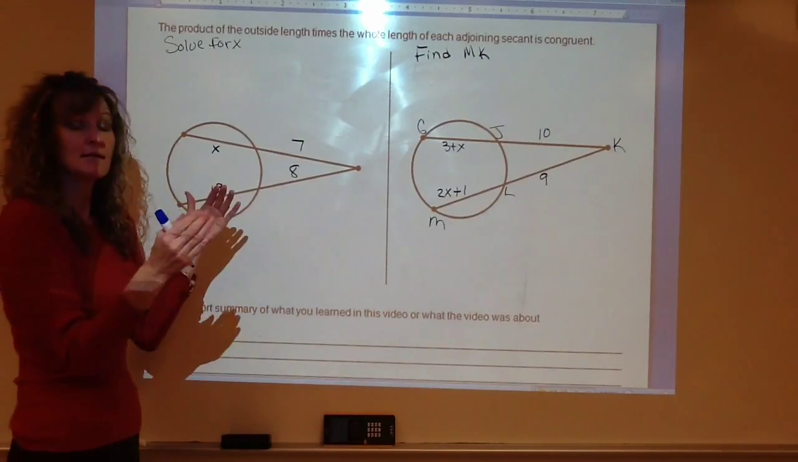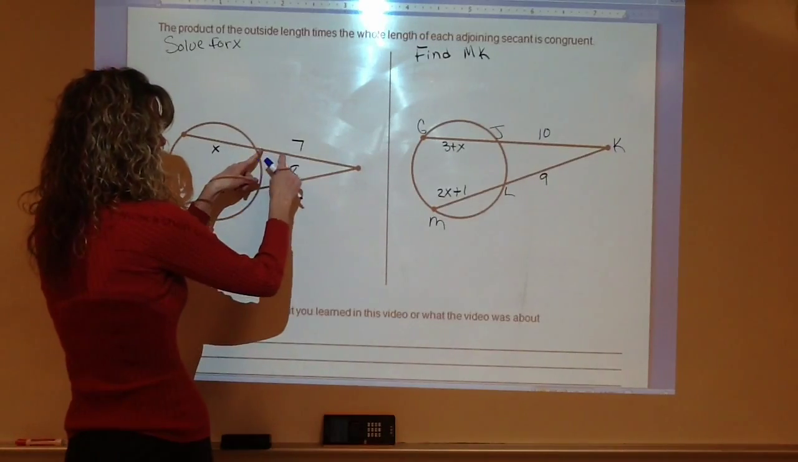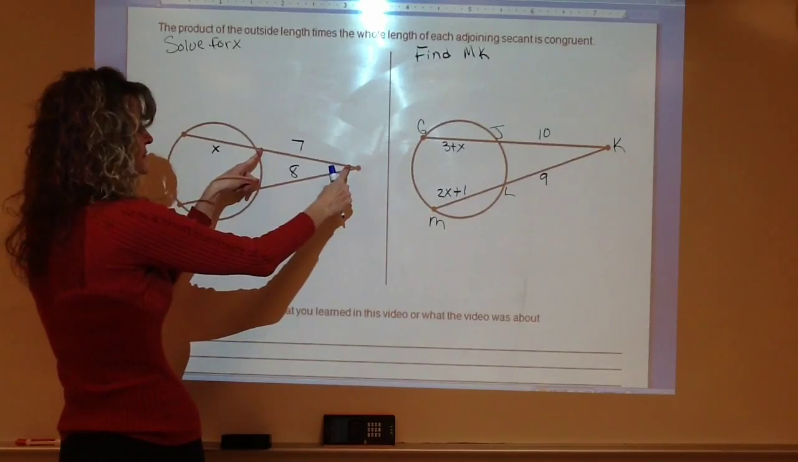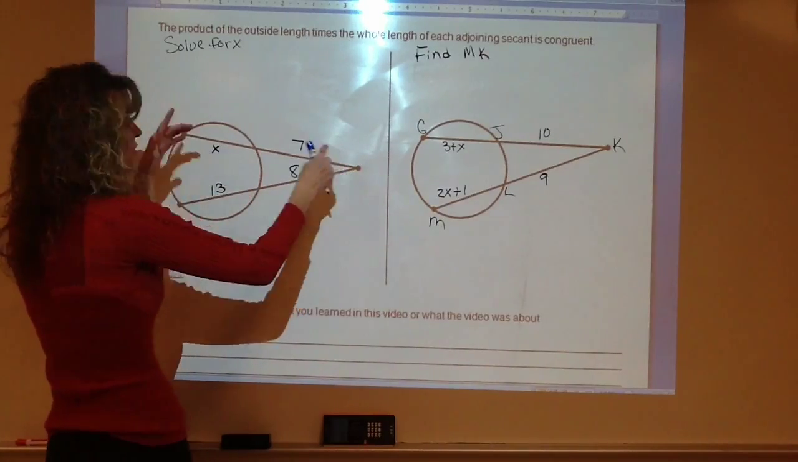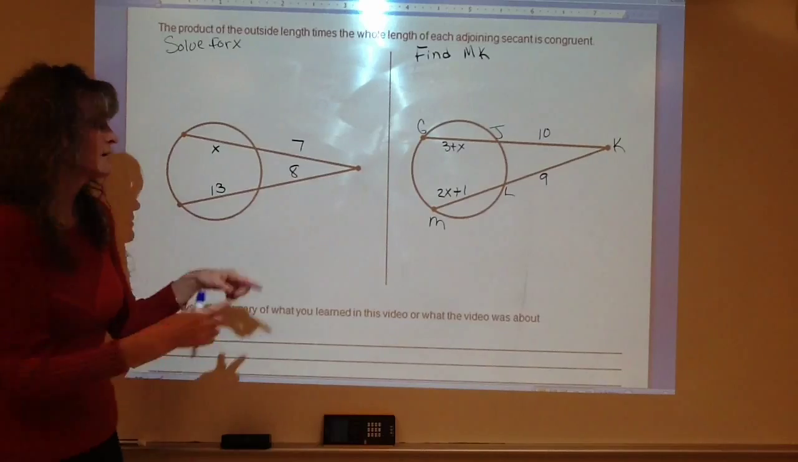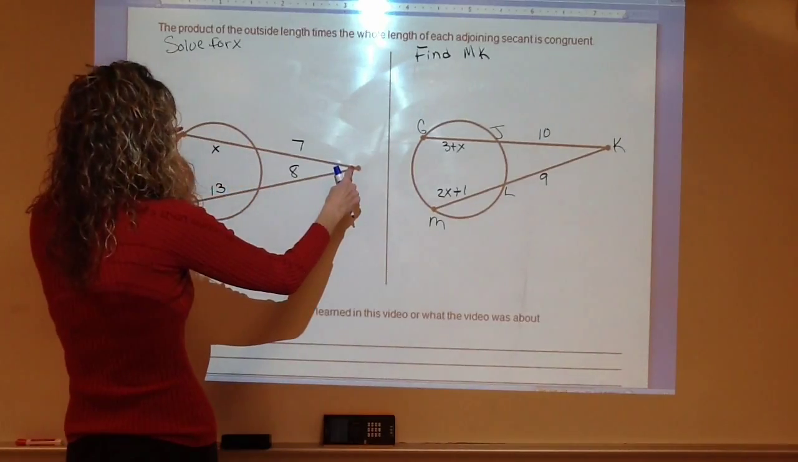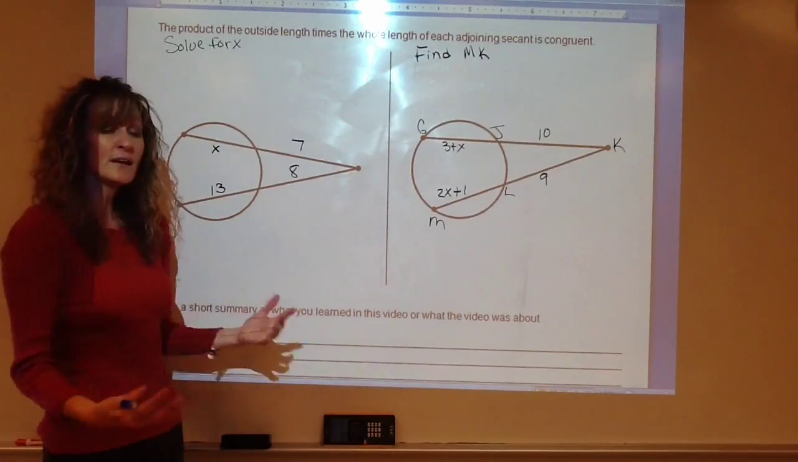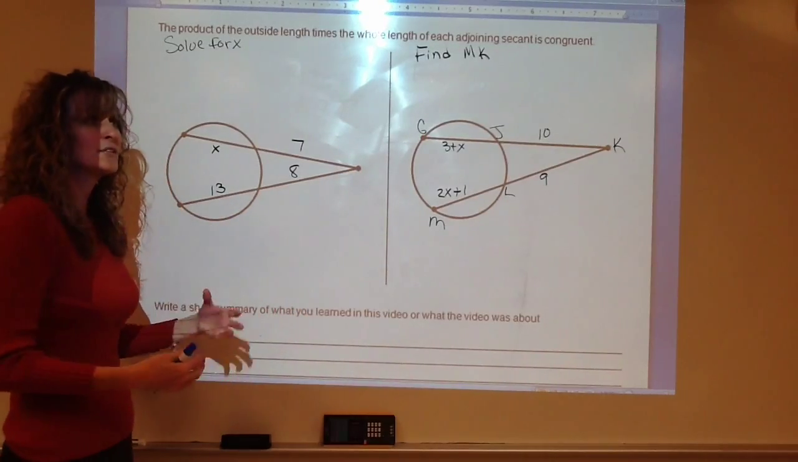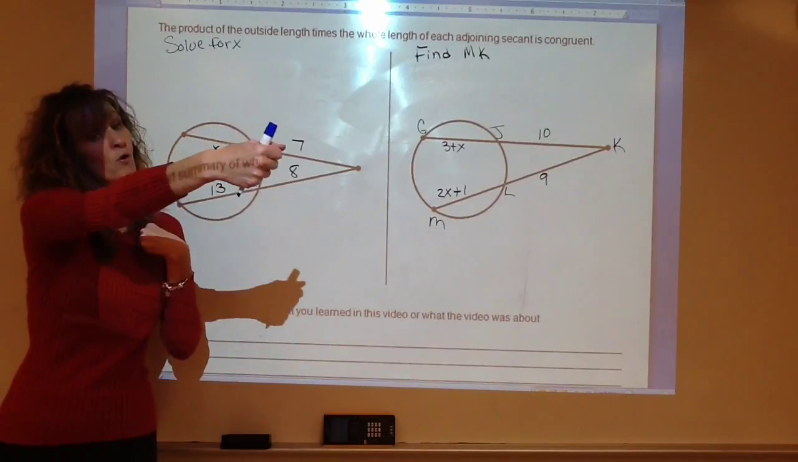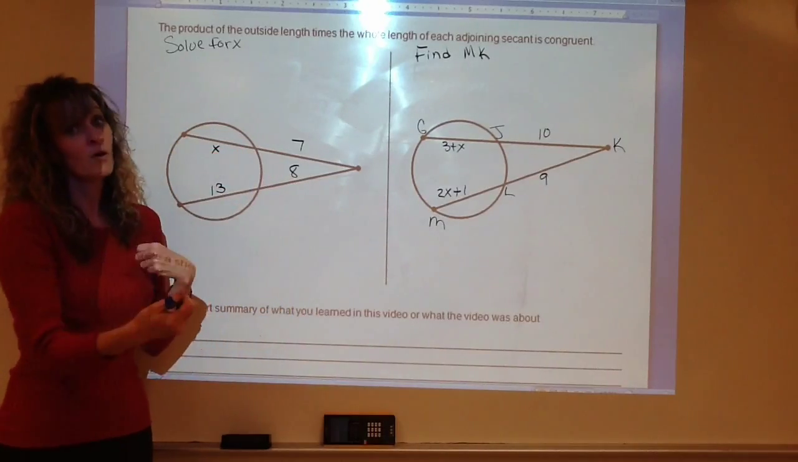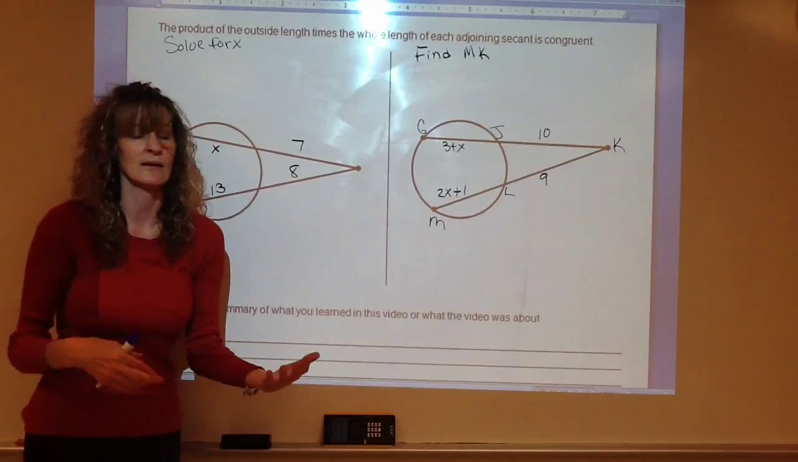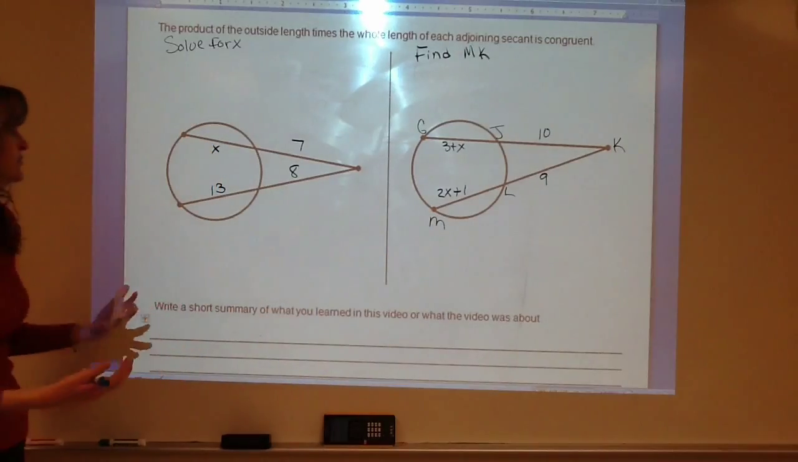Remember with the secant and the one with the tangent, it was the outside times the whole thing. Well, we're going to use that same thing. It's going to be outside times the whole thing is equal to the outside times the whole thing. So remember with the secant, you're always using the outside times the whole, the outside times the whole. And with the tangent, you're just squaring it. Okay, so it's really not that difficult.